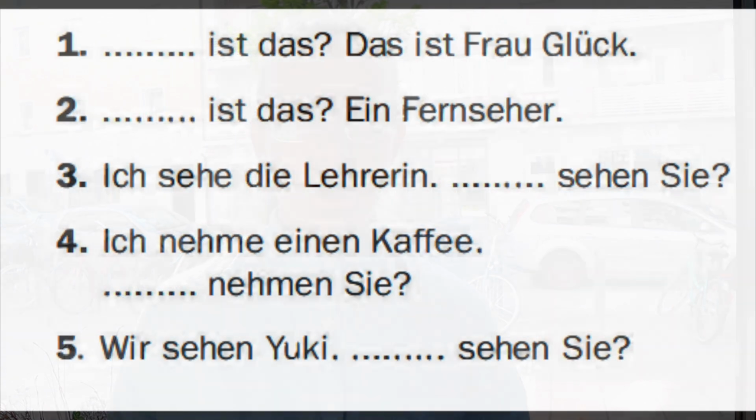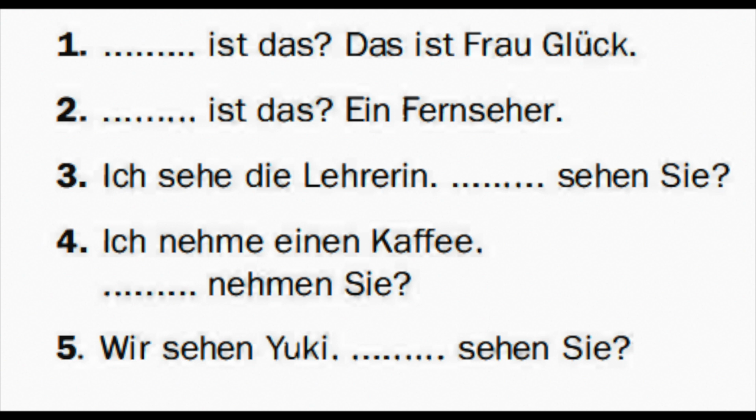Practice time. Please complete the sentences using wer, wen or was. Nummer 1. So based on the answer, das ist Frau Glück. It's a person. Without thinking, we know wer ist das. Das ist Frau Glück. Nummer 2. The answer is ein Fernseher. It's an inanimate thing, a TV, right? So without thinking, was ist das?